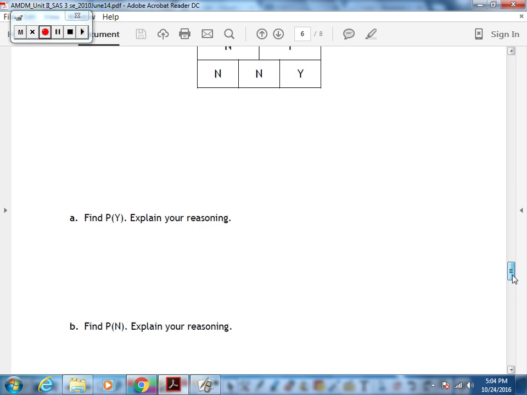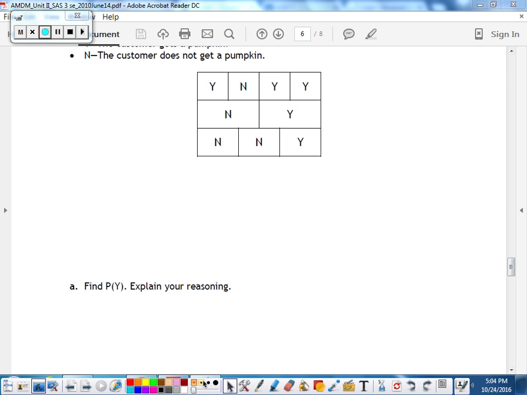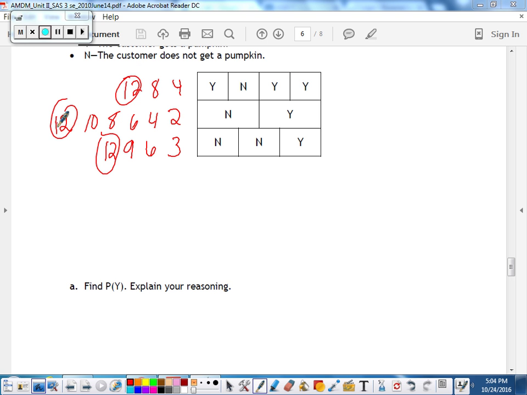It says find P of y. We're going to use this box that they already drew for us. This is divided into 4s, 2s, and 3s. The least common multiple of these is, let's try it out, 3, 6, 9, 12; 2, 4, 6, 8, 10, 12; and then 4, 8, 12. Your least common multiple is 12.